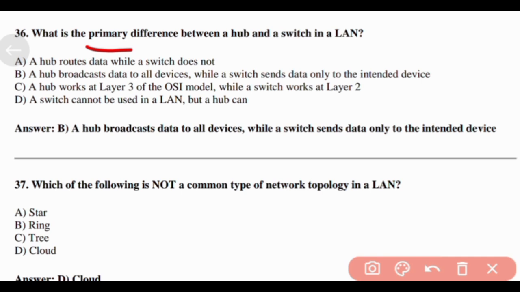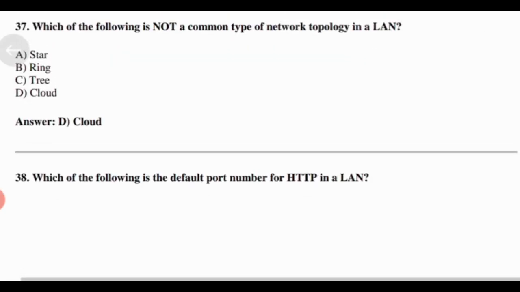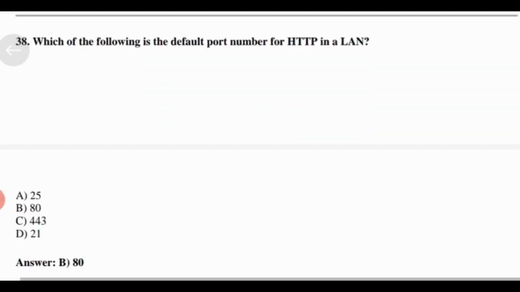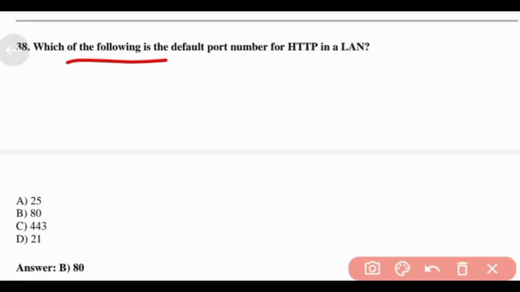What is the primary difference between a hub and a switch in a LAN? A hub broadcasts data to all devices while a switch sends data only to the intended device. Which of the following is not a common type of network topology in a LAN? Cloud. Which of the following is the default port number for HTTP in a LAN? 80.